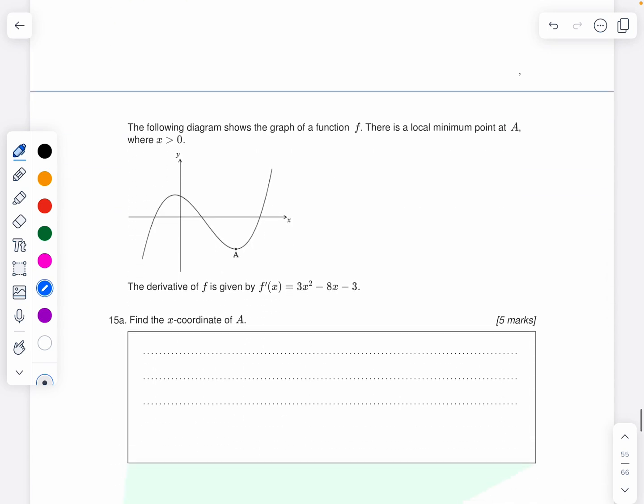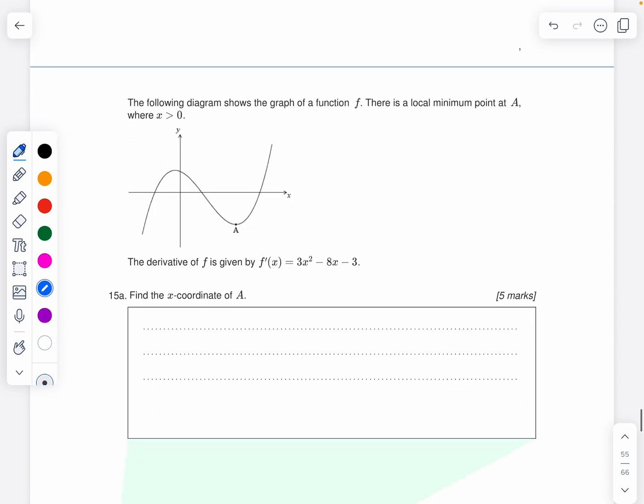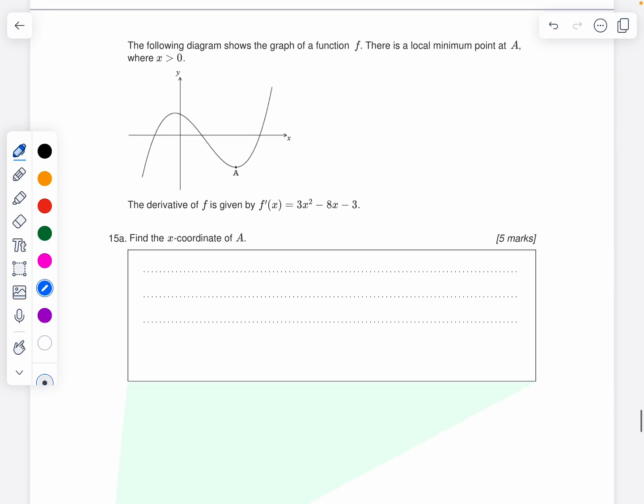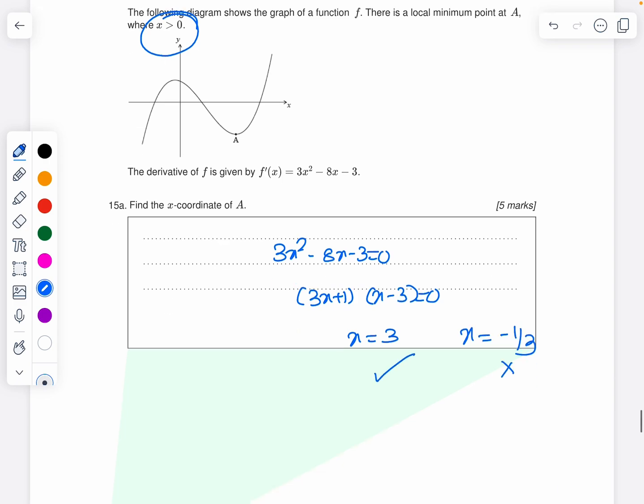The following diagram shows the graph of the function f, with a local minimum point at a. The derivative of f is given. Find the x coordinate of a. The x coordinate of a means the first derivative should be equal to 0. So it becomes (3x plus 1) times (x minus 3) equal to 0. So x equals 3. Because x is greater than 0, x equals minus 1 upon 3 is rejected. So only x equals 3.